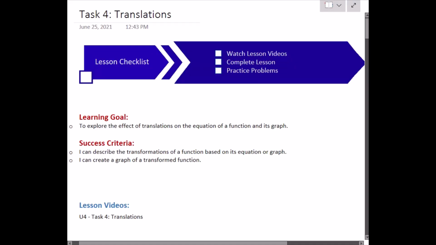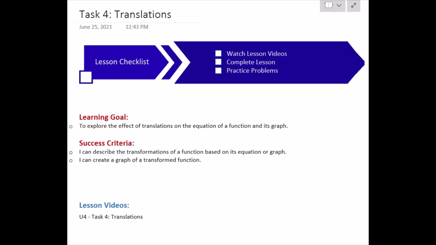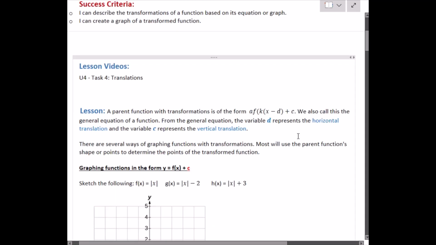This lesson will cover translations. The learning goal is to explore the effects of translations on the equation of a function and its graph. Your success criteria is you can describe the transformations of a function based on its equation or graph, and you can create a graph of a transformed function.